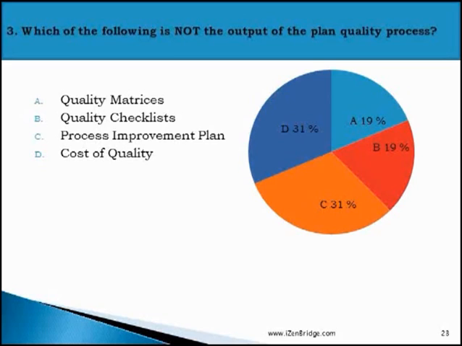Question 3: which of the following is not the output of the plan quality process? It was a typical input-output type of question. Cost of quality is a tool and technique. There is no output called cost of quality. Cost of quality is used to identify what kind of processes, what kind of metrics, what kind of checklists, what kind of test cycles you should use in your project. So the answer is D, because cost of quality is not an output of the quality planning process. It's a part of tools and techniques. The metrics, the checklist, the process improvement plans come as an output of the plan quality process.